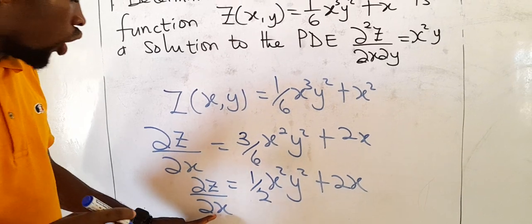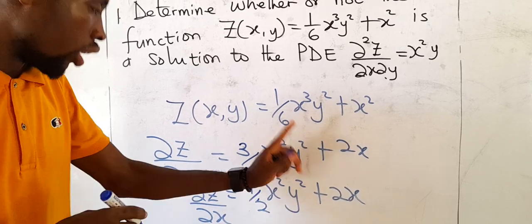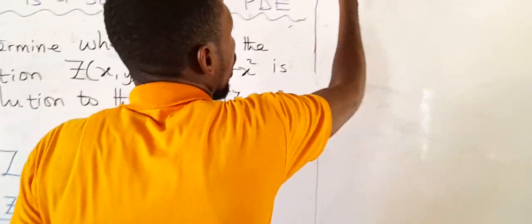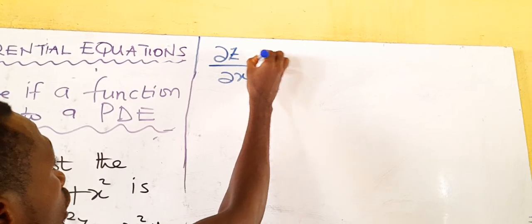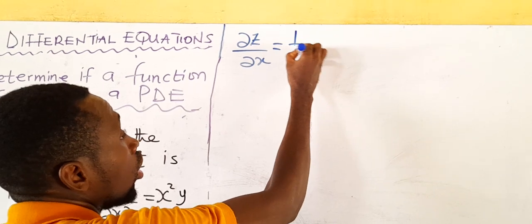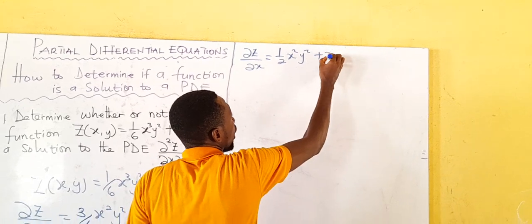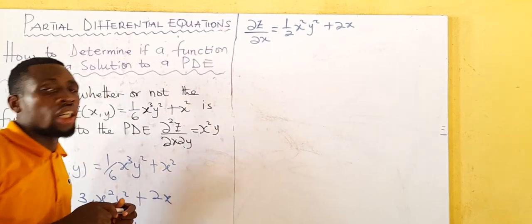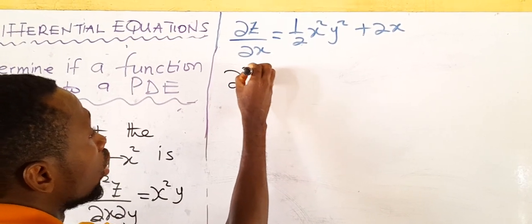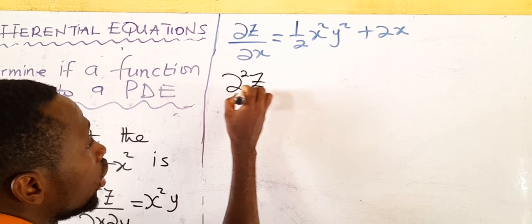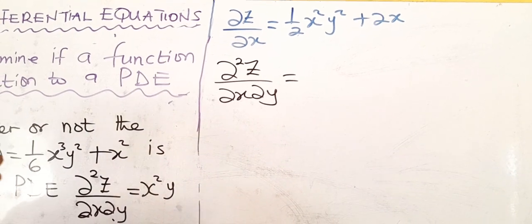Now we differentiate this with respect to y. Did you check that? Check it. We differentiate that with respect to y. So our del z over del x was equal to half x squared y squared plus 2x. So now when we differentiate this again, this will become del squared z over del y del x. So now with respect to y.